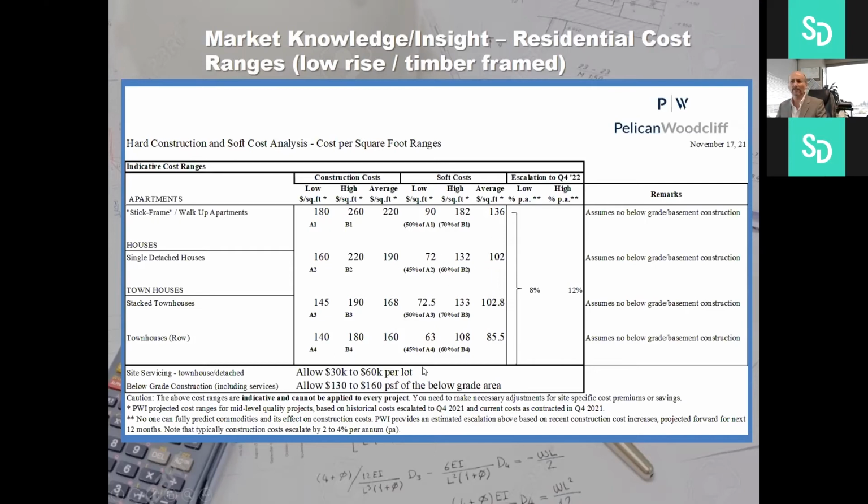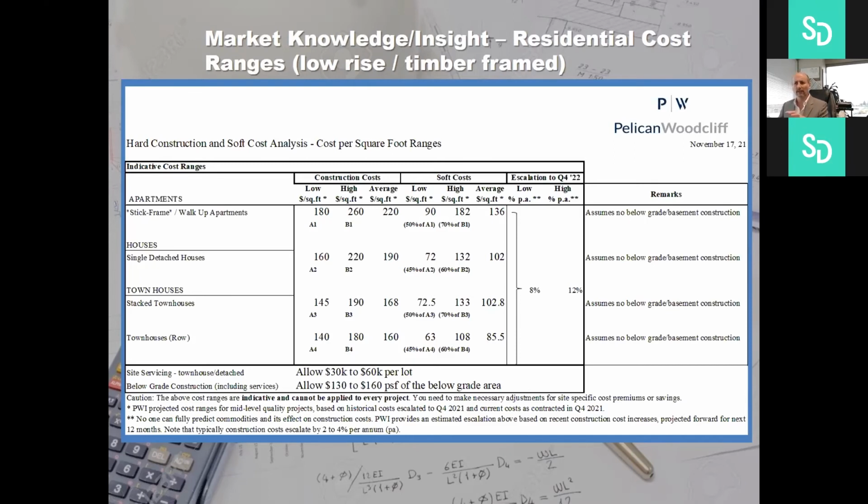When it comes to the soft costs, we see that as between 45% and 70% of these construction costs, depending on the assets. Apartments and stacks have higher soft costs, just because they're more complicated and have longer timelines, so they've got more financing costs. But the idea is between 63 and 90 for your low end, 108 and 182 for your high end, which averages out to about 85 to 136 bucks a square foot for your soft costs. Again, on an above grade buildable GFA.